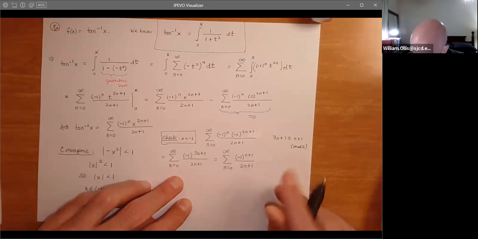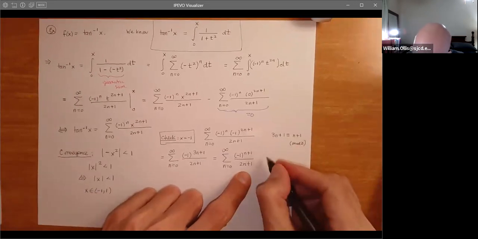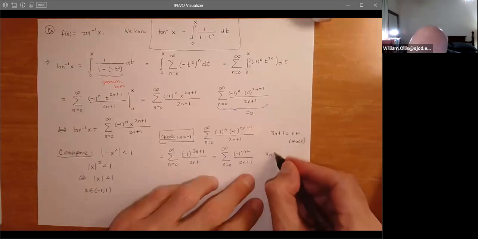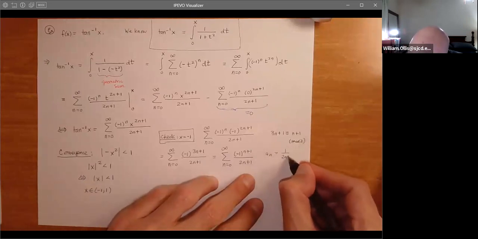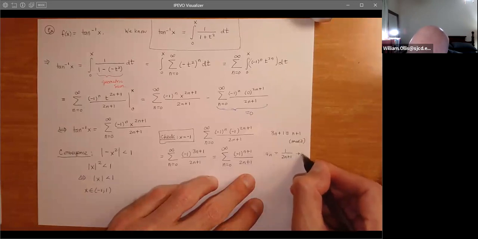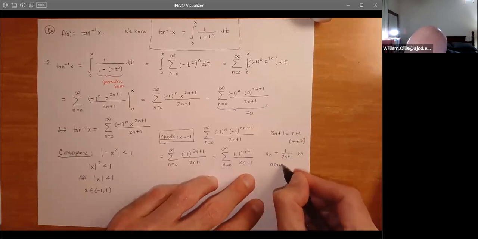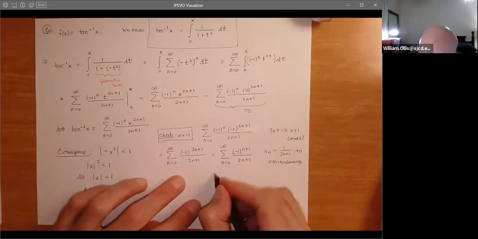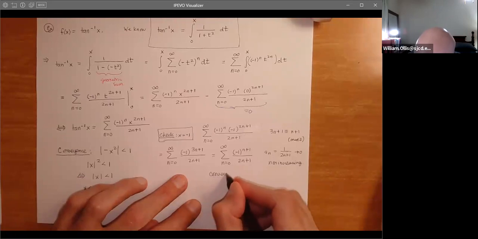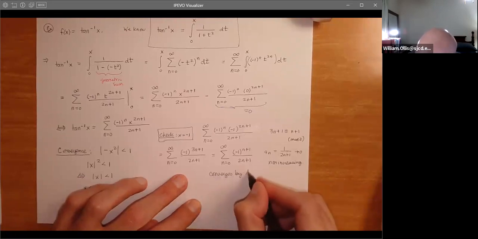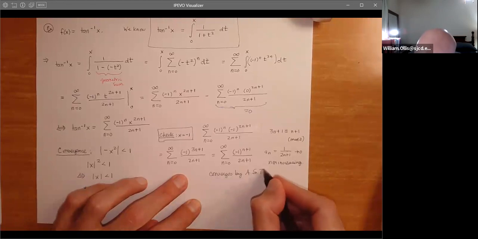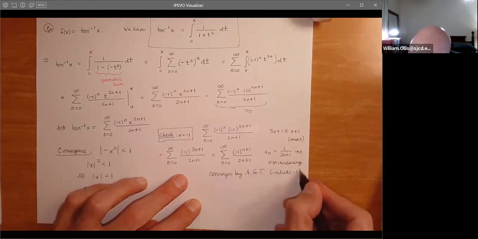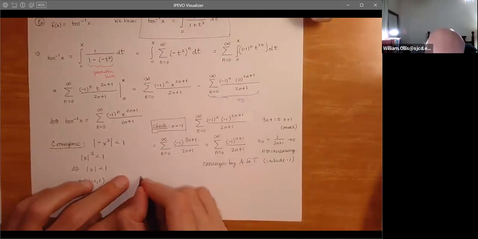But that's just a nice convergent alternating series. So we could say a sub n, in this case, equals 1 over 2n plus 1, which clearly goes to 0 and is non-increasing. Well, thank goodness for the alternating series. So we'll say it converges by the alternating series test. So we include -1. Well, let's check 1.